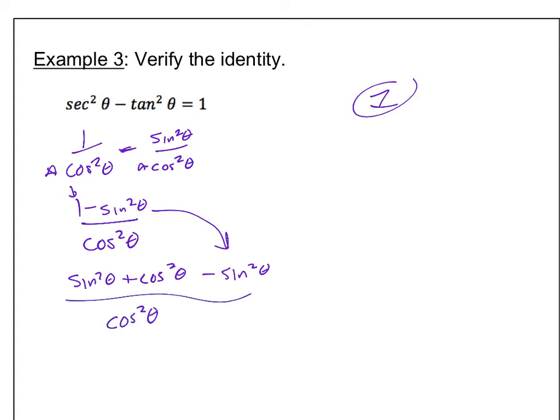Well, now look what happens algebraically. The sine squared minus sine squared cancels out. I have cosine squared over cosine squared, which is just going to equal 1.